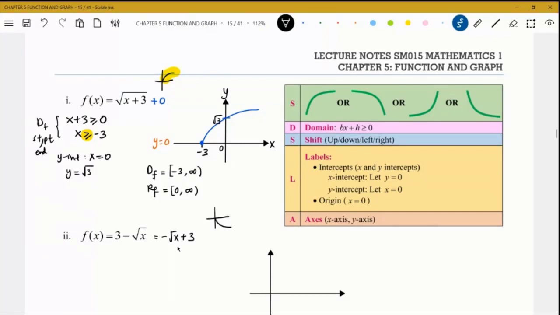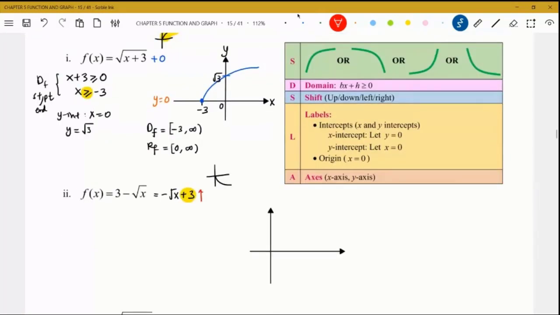So dia jatuh pada kuadran keempat. And then kita ada plus 3. Bermaksud dia adalah shift up. Okay. So x dalam square root x greater than equal 0. Dia akan start pada 0 dekat sini. Okay. So kalau tanpa 3 ni bentuknya seperti ini. Tapi sebabkan dia plus 3 dia akan shift up sebanyak 3. So dekat sini adalah 3. Okay. So ini saya buang.